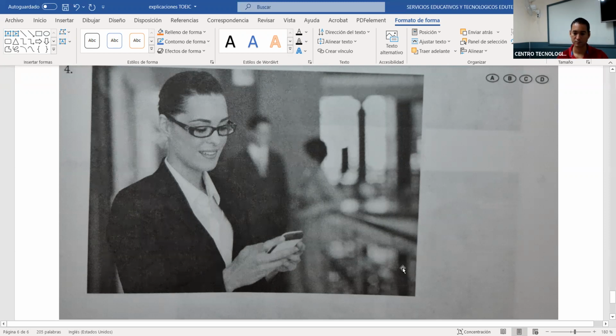Number 4. Look at the picture marked number 4 in your book. A, The woman is watching television. B, The woman is sending a business contract from her cell phone. C, The phone is being used. D. The woman is walking down the staircase.